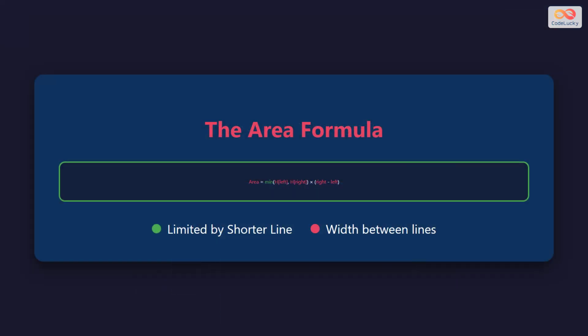Mathematically, at each step, the area is the minimum of the two heights multiplied by the distance between them. The distance is simply the right index minus the left index. We constantly update our maximum area record as we go.